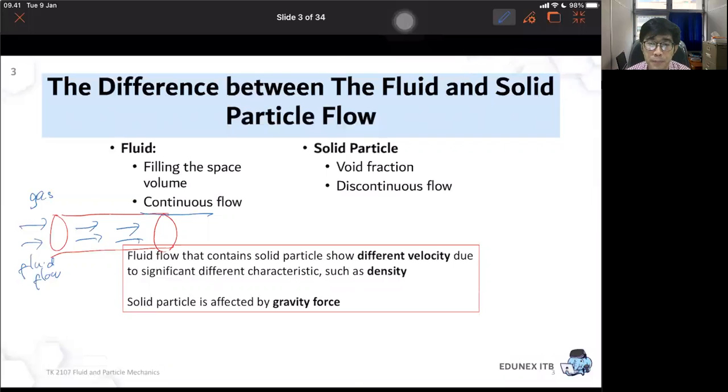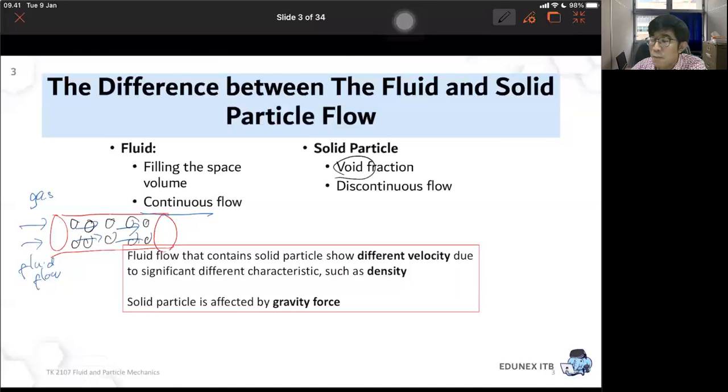What happens if you have particles inside the pipe? Where will the gas flow if you have particles inside the pipe? Around the solid, yeah. Basically, if you have particles inside the pipe, the gas can only flow between the particles, or the empty space between the particles. We call it the void space.